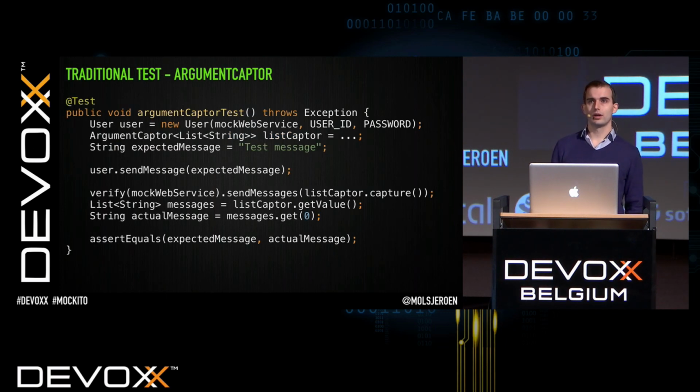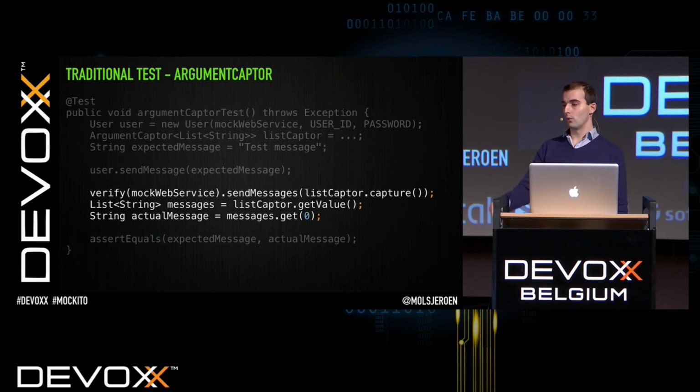So let's have a look at how this would affect our tests. This is a traditional test you would write, where we're going to test that a list in an argument contains a certain value. So the way that would work is, if we send a message to the user, it's going to send a list of messages to the web service. So here you would then verify that sendMessages is called on the web service, so we can capture the argument using the technique we did before.